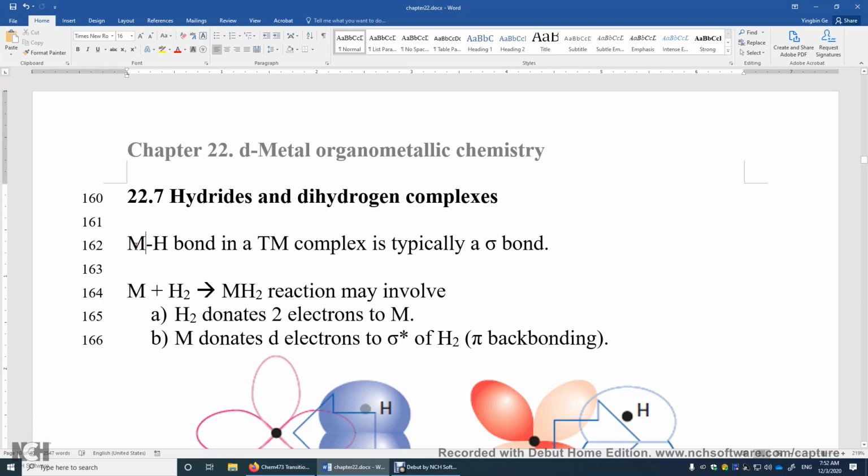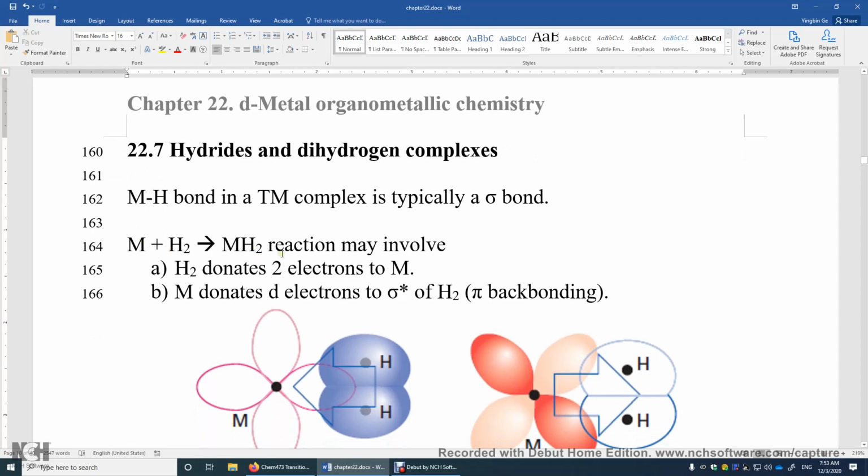When you have, let's say, an MH6 complex, the oxidation number of the transition metal is +6 because you have a -1 charge on each of the hydridyl ligands.